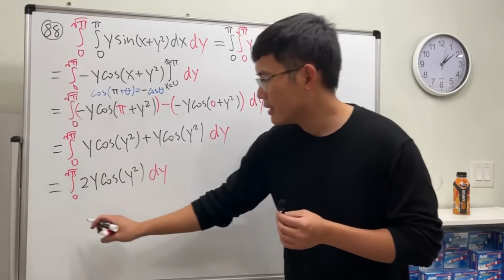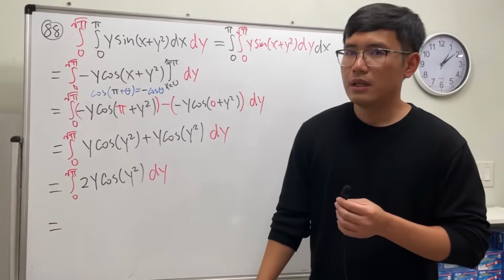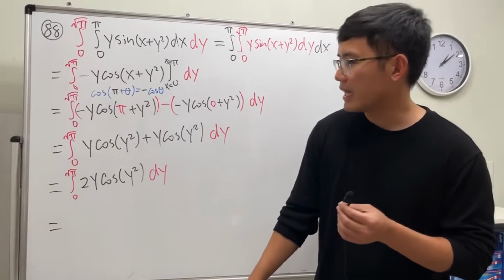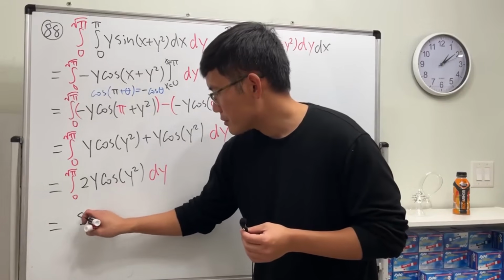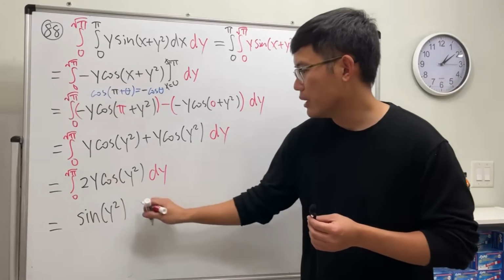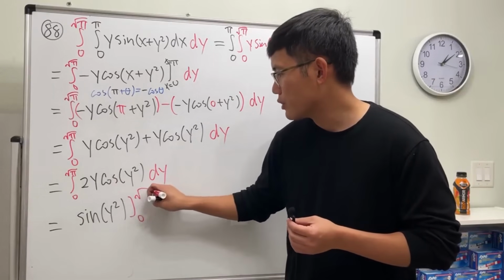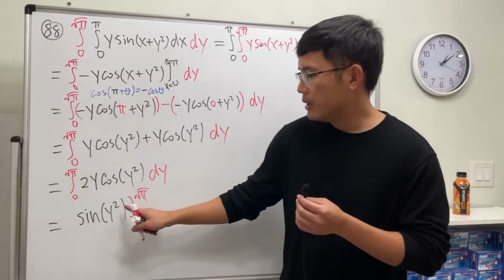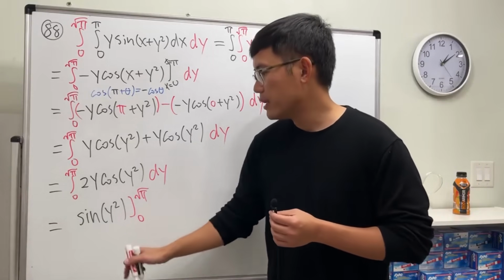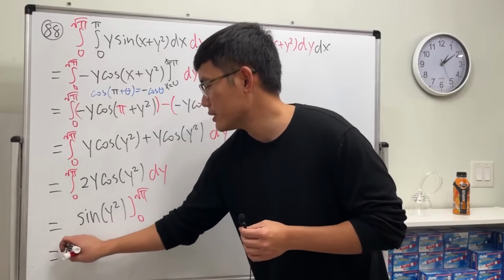The inside here gives us, the integral of cosine is positive sine, and then it's just y squared. We have 2y here already, and then we go from 0 to square root of pi. Put the square root of pi here, sine of pi is 0. Put 0 in here, it's also 0. All in all, we get 0.